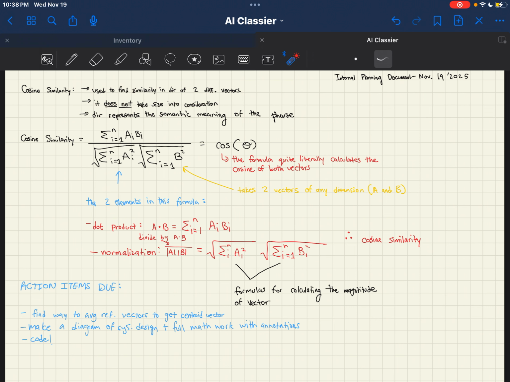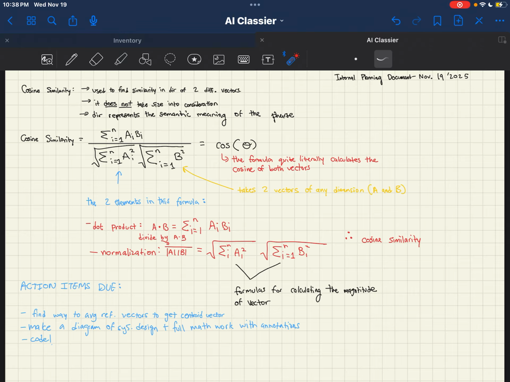An important thing to note is that it actually does not take the size into consideration. So the size could be whatever you want. All right. But what we'll do, and you'll notice this when we go through the math, is it normalizes another calculation, which basically takes away the magnitude or the size from consideration.